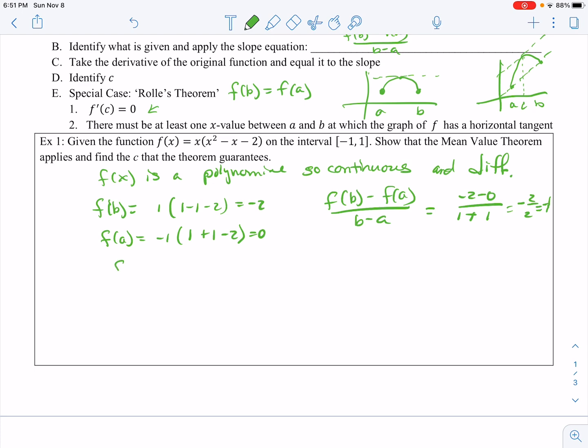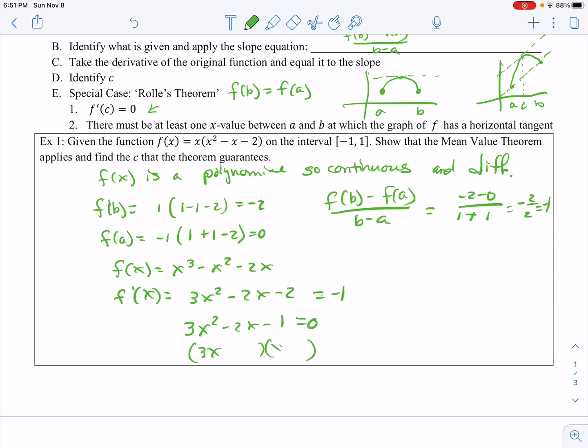Now we're going to find the derivative. Well, f of x is really x cubed minus x squared minus 2x. So f prime is equal to 3x squared minus 2x minus 2, and you set it equal to negative 1. So you got 3x squared minus 2x minus 2, you add 1, minus 1. Factor: 3x and x, and 1 are your only options. I need negative 2 in the middle. So you end up with x is equal to negative 1/3, and x equals 1. So this is equal to c.